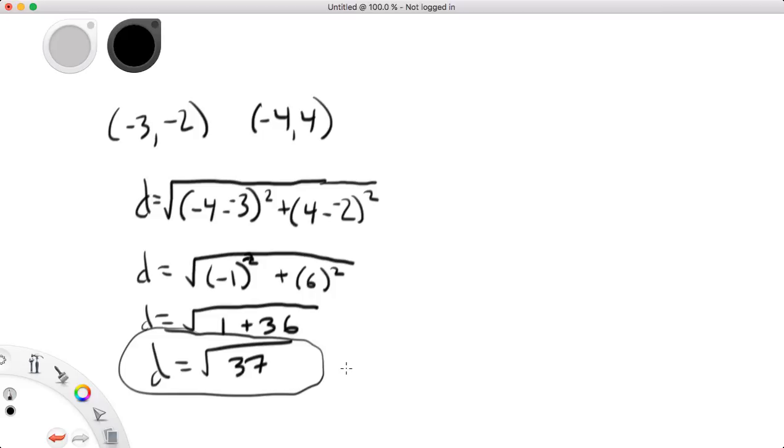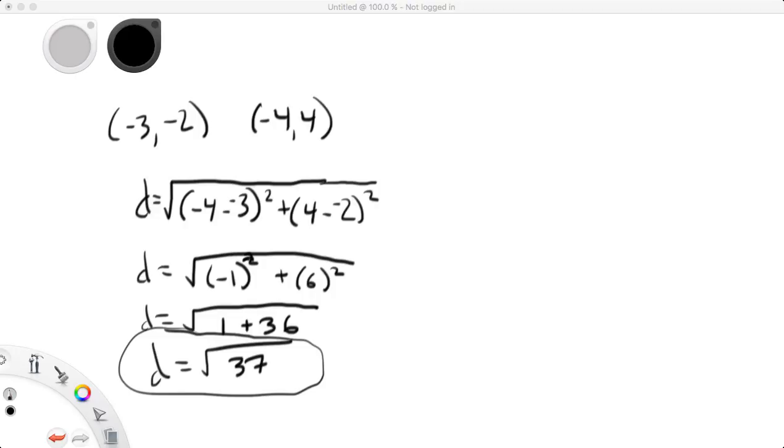So distance, I forgot to put the equal sign. Distance equals negative 4 minus negative 3, which is the same as negative 4 plus 3, which is negative 1 squared, plus 4 minus negative 2 is 4 plus 2, so plus 6 squared. So the distance is going to equal the square root of 1 plus 36, which is the square root of 37.